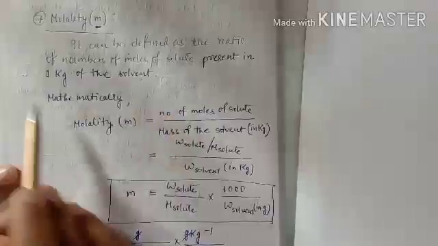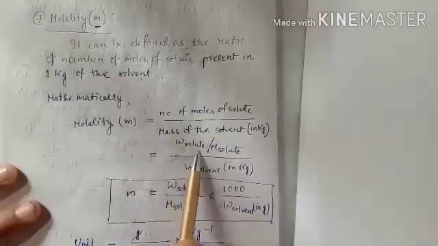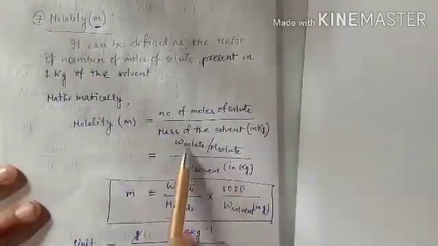So I can directly express it as W solute over M solute. This is the ratio of weight divided by molar mass, so that is the number of moles of solute.